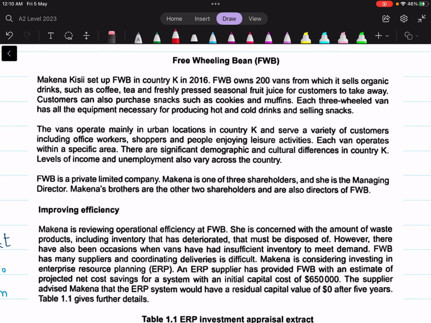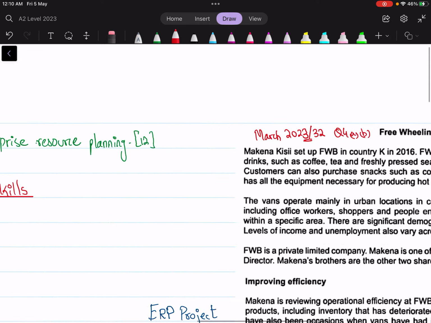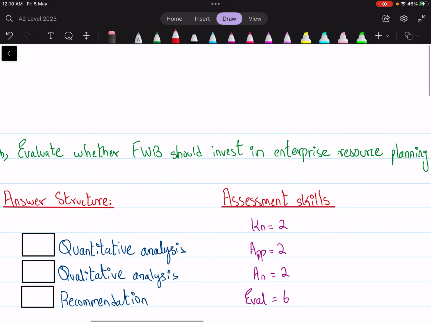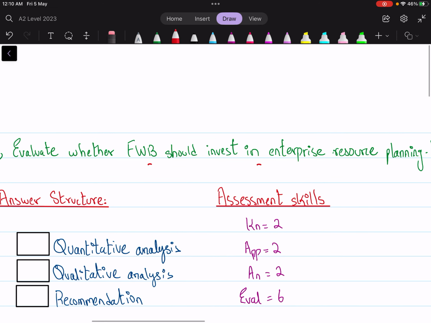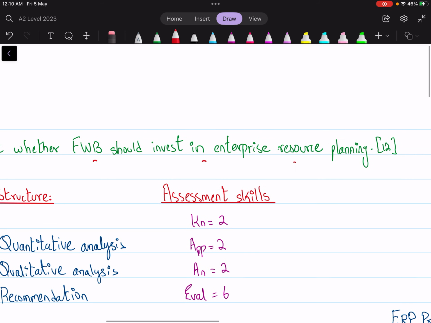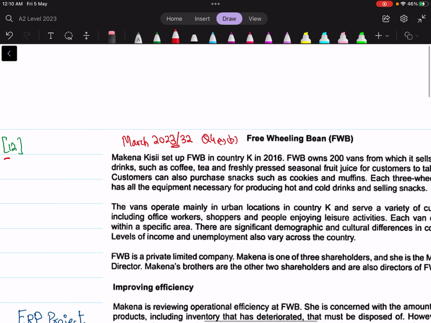I'm your teacher Bilal Kurd, and in today's lesson, we are going to solve a question related to investment appraisal. The past paper that I'm going to use is of March 2023, paper 32. The questions that we are going to solve are question 4, part A, in which we have been asked to calculate the ARR, and part B that asks us to evaluate whether FWB should invest in enterprise resource planning, and the question is of 12 marks.